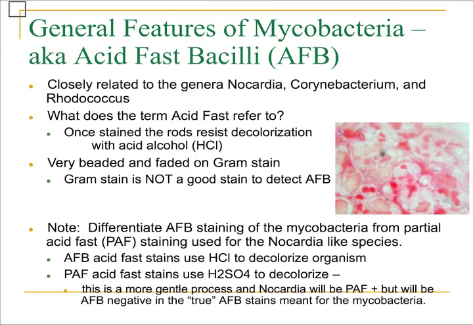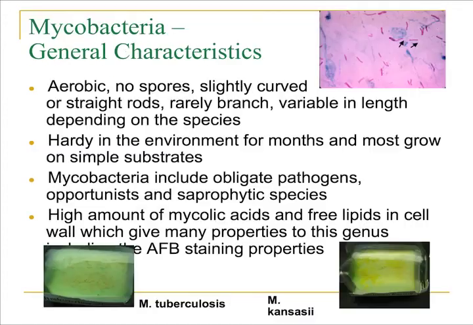Other general characteristics, which are shown on the next slide, show that mycobacteria are aerobic, they have no spores, and they are slightly curved or straight rods. They rarely branch, and they're variable in length depending upon the species. They can be very hardy in the environment for months, and most grow on simple substrates.